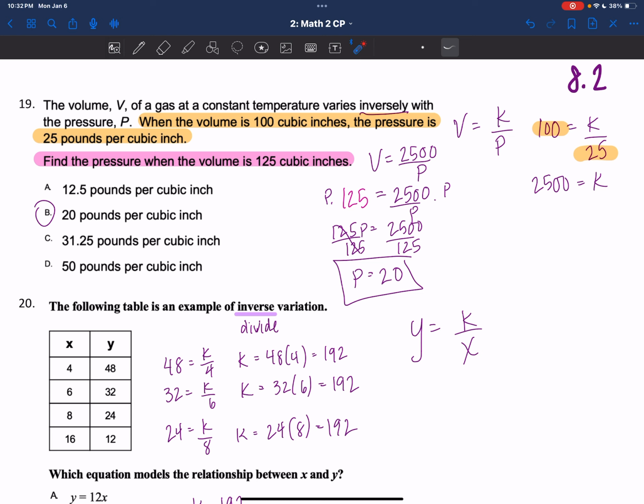And now that we've got this, now we can solve for k. So find k first. Once you find k, we can put it back into our original equation. And then now we can start substituting in the values for pounds. You're looking for 125, so you're substituting that in to where volume is. Solve for P. And P is 20, which is the correct answer.